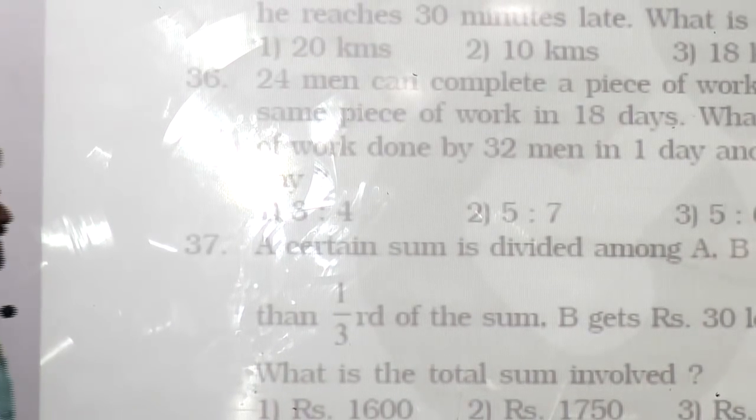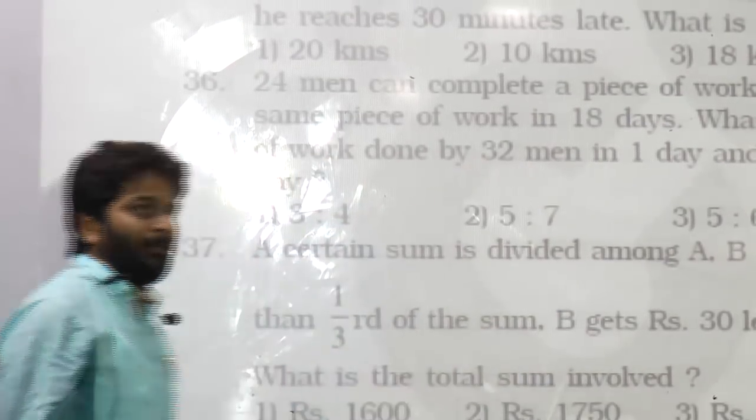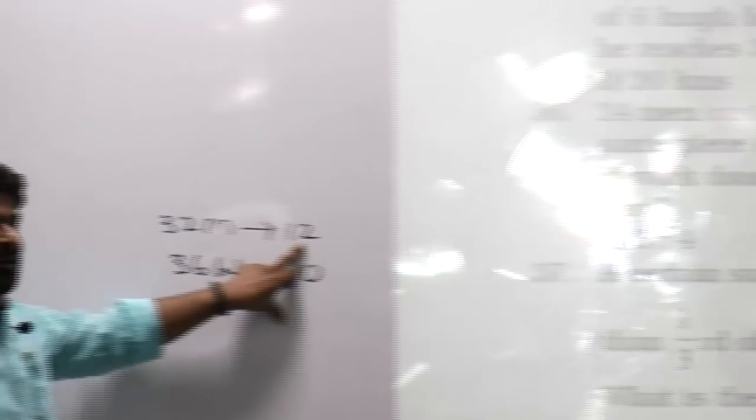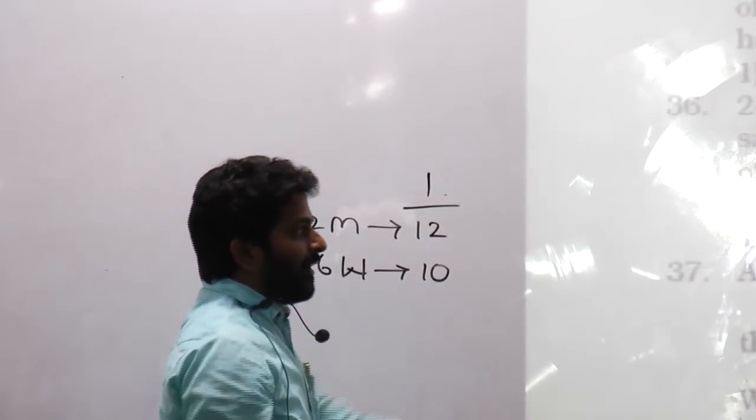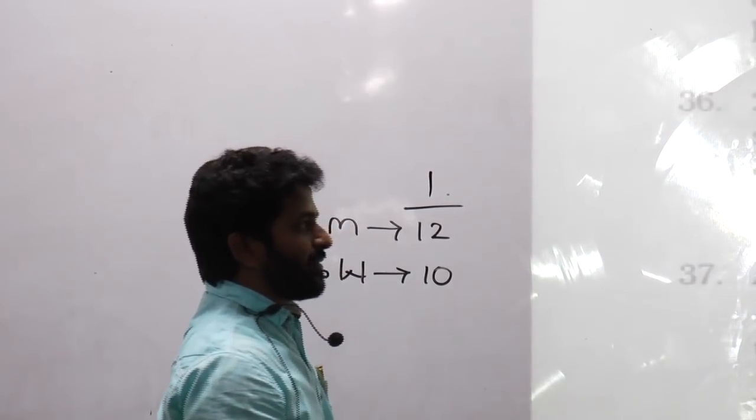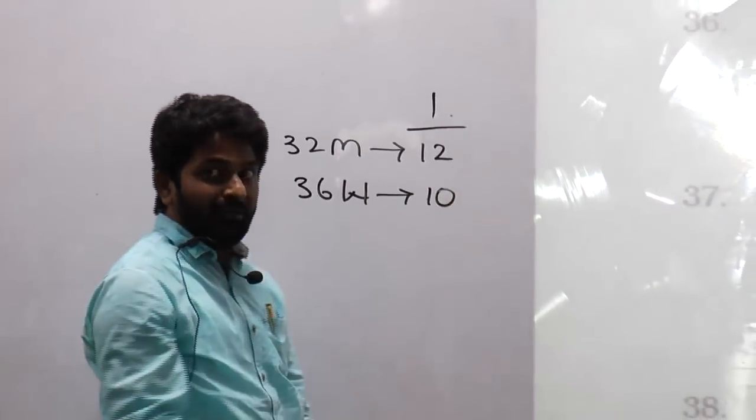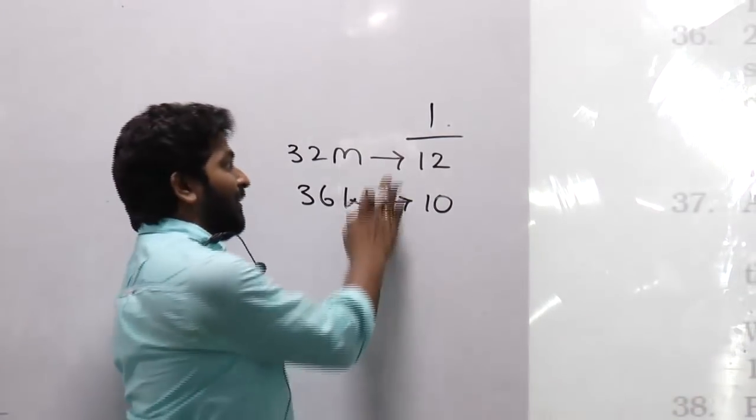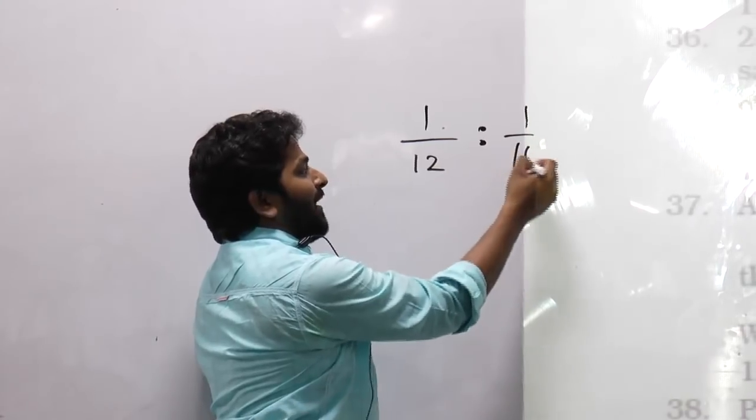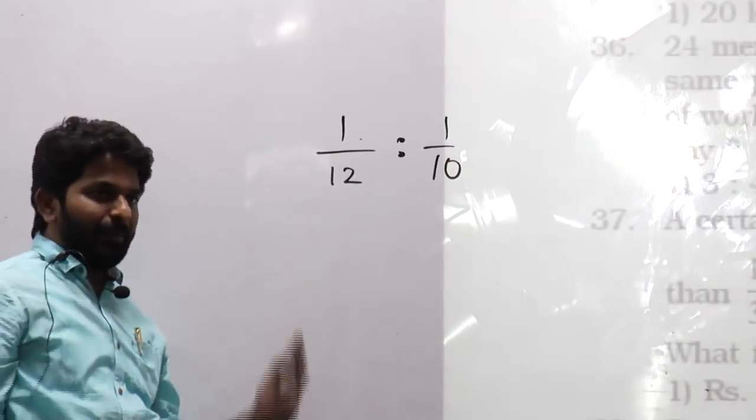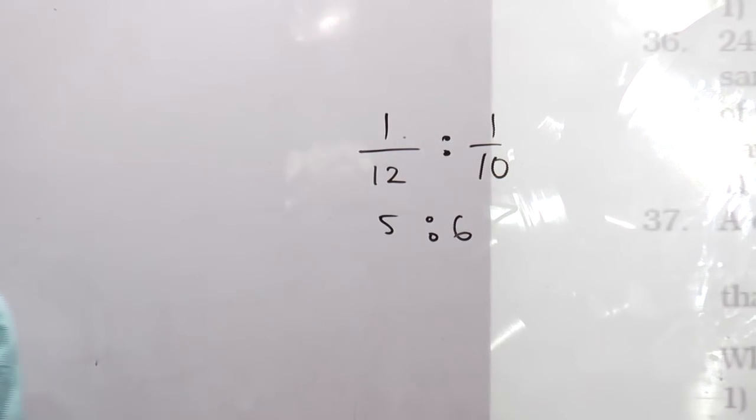Now you're asked about the respective ratio between the amount of work done by 32 men in one day. If 32 men can complete the work in 12 days, what is one day's work? 1 by 12. And the amount of work done by 36 women in one day. If 36 women can complete the work in 10 days, what about one day's work? 1 by 10. So 1 by 12 is to 1 by 10. LCM is 60. Multiply it, you'll get 5:6. Ratio is 5:6.